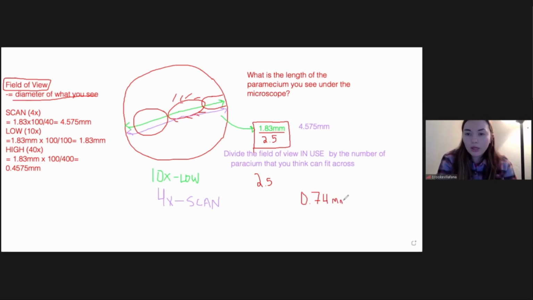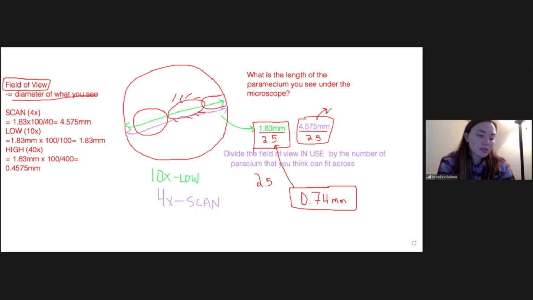millimeters. Okay, so the question asked me, what is the length of the paramecium you see under the microscope? The answer, 0.74 millimeters if it was in low power, right? If it was in scanning power, my math is still the same. I'm still dividing my field of view by how many I think can fit across, but this time, obviously, it's going to be a different answer. Divided by 2.5 is 1.83 millimeters.